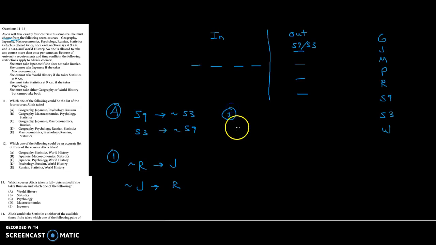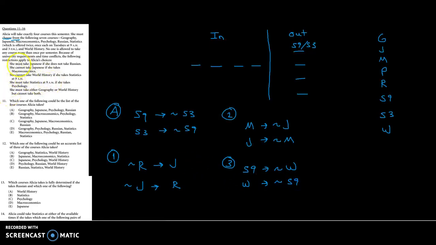Let's see, rule number 2, cannot take Japanese if macro. So if macro, then not Japanese. Converse, positive J means if I am taking Japanese, then I'm not taking macro. So number 3, not world history if stats at 9. So if stats 9, then not W. Converse, if I am taking W, world history, then I'm not taking stats 9.